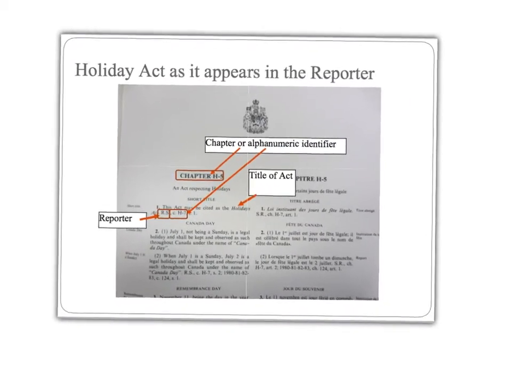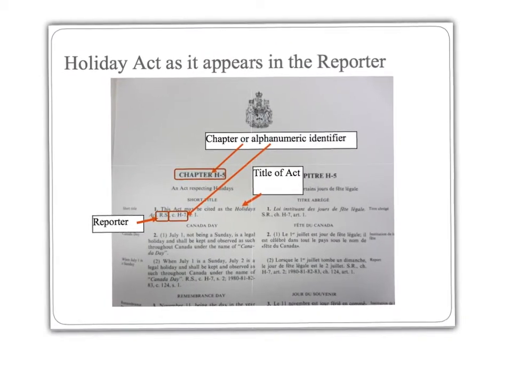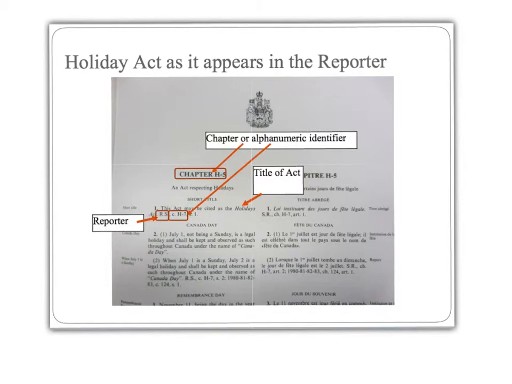Here's the Holiday Act as it appears in the reporter. The reporter in this case would be the Revised Statutes of Canada. So we have the title of the Act, Holiday Act. We have the reporter, Revised Statutes of Canada, and we have the chapter number. Here it is written as chapter H5, and here it is written as CH7.